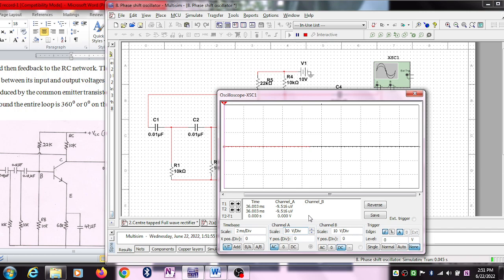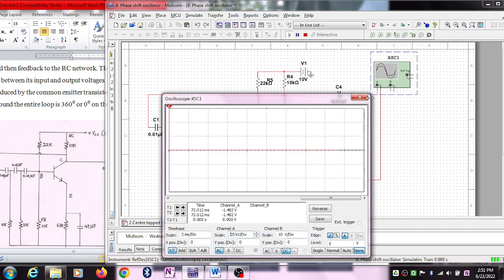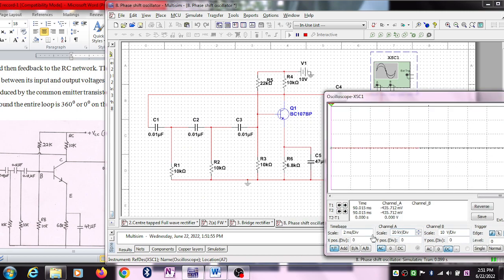It will come, wait. See, it's coming now. Adjust the time period, it will come. So, T1, T2, or maybe you can even fix T1 here. Between these two also you can measure. So it is nearly 2 milliseconds. 2 milliseconds is 500 hertz. 1 by 2 pi RC, 1 by 2 pi into R is 10k, C is 0.01, you will get the same result. So this is how you will be designing.